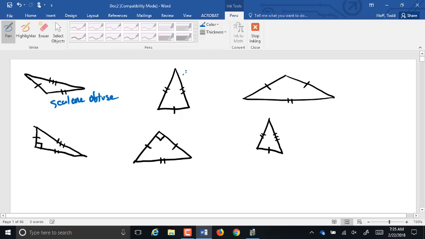This one. Isosceles and acute. How about this one? Isosceles obtuse would be correct. This one here. It's a right scalene or scalene right, either way.